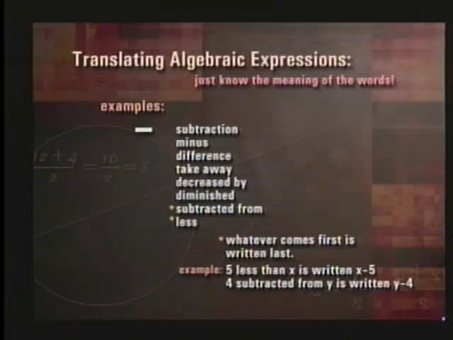Decreased by, diminished, subtracted from, and less. Now you notice the asterisks on those last two. Whatever comes first is written last. And an example down there, 5 less than x is written x minus 5. And boy, that little word less is used a lot to show subtraction in algebra.